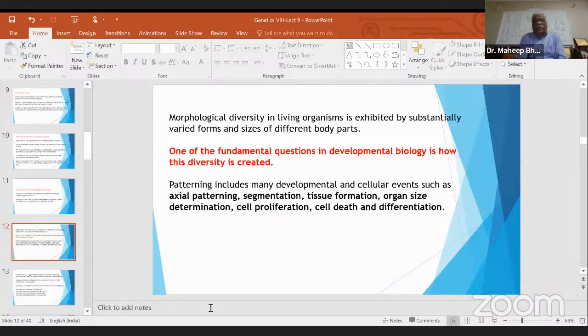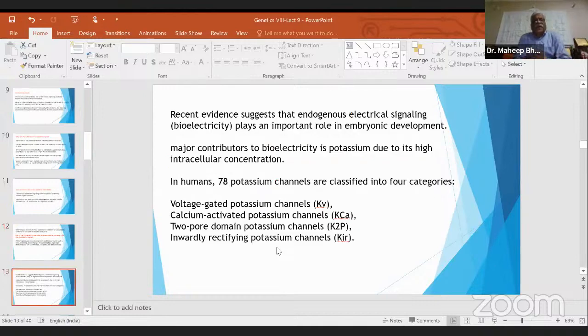Then different types of tissue formations, size of organs, and certain things which are taking place in the body, such as cell proliferation, meaning formation of a large number of new cells. And there is cell death also in our body, which is a normal function. And there is differentiation. Something new is formed; that is known as differentiation. I will explain one by one very simply.